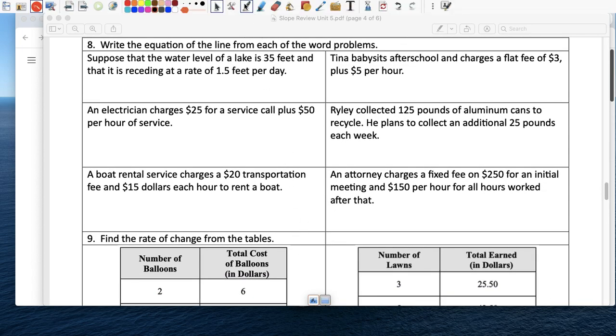Nothing crazy. Suppose the water level at a lake is 35 feet, and it is receding, or losing water, at a rate of 1.5 feet per day. If you were to make a graph, think about this. The water level at the lake starts here, and every day it loses water. That's what it would look like. So you know the slope is negative. What is the change that's happening every day? It's right here, that's your slope: 1.5 feet per day, or per x. And then where does it start? At plus 35 or negative 35? Plus 35. That's your equation.